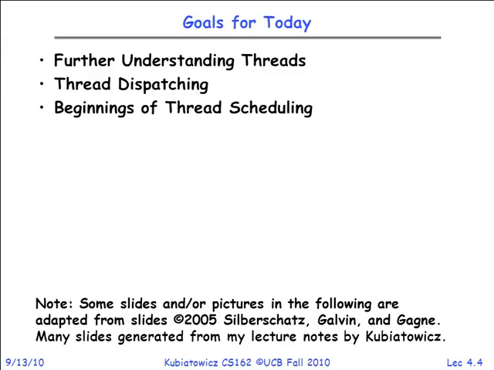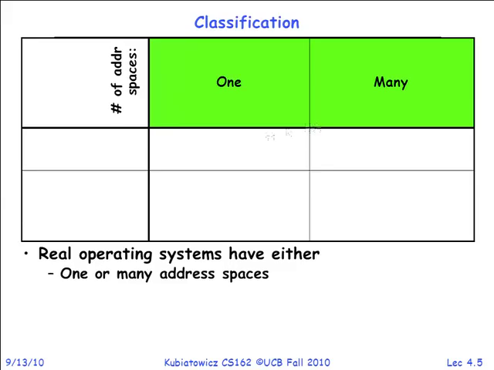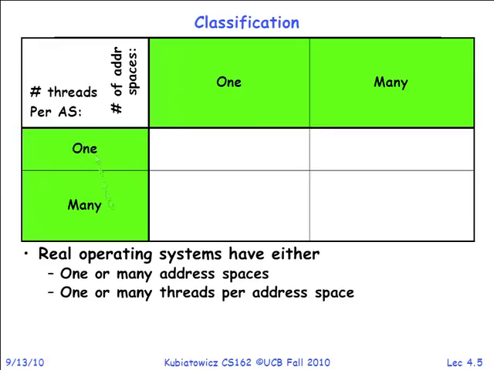Now, this was a diagram I popped up at the very end of the lecture and talked as fast as I possibly could to get it in before the end of the lecture. So let's spend a little more time on it. But what I wanted to show you is that real operating systems kind of fit into these four quadrants. So they may have one or more address spaces. Okay, and remember, these are the protection domains. And they may have one or many threads per address space.